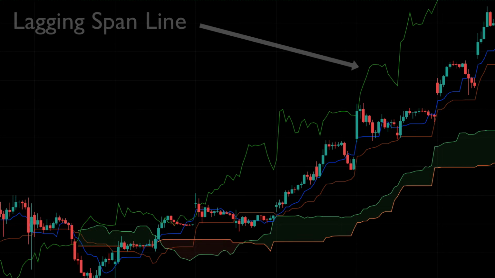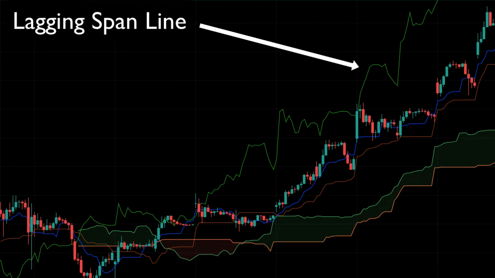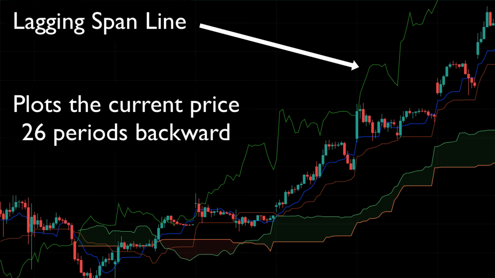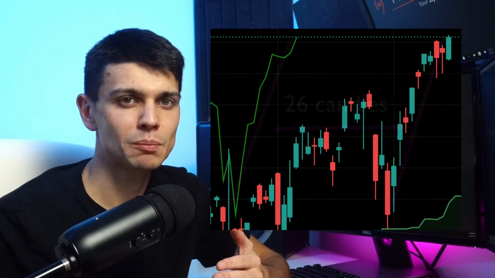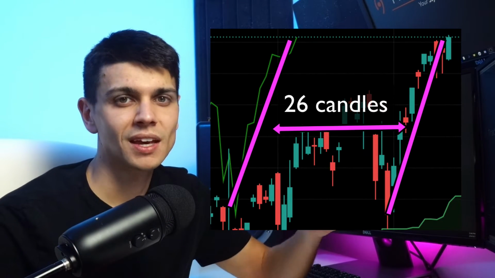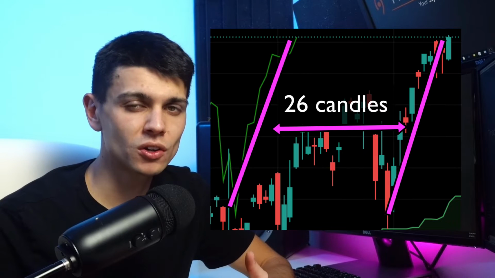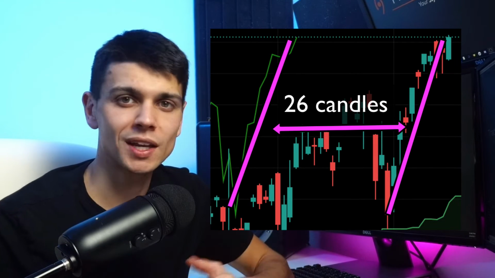Next, we have the lagging line or lagging span, which can be considered an even slower moving average. This can be used as a support and resistance level or a confirmation level. The lagging line is the current price 26 candles back. So on a daily chart, it essentially shifts the price back 26 days. It helps you see how strong a bullish or bearish trend is.